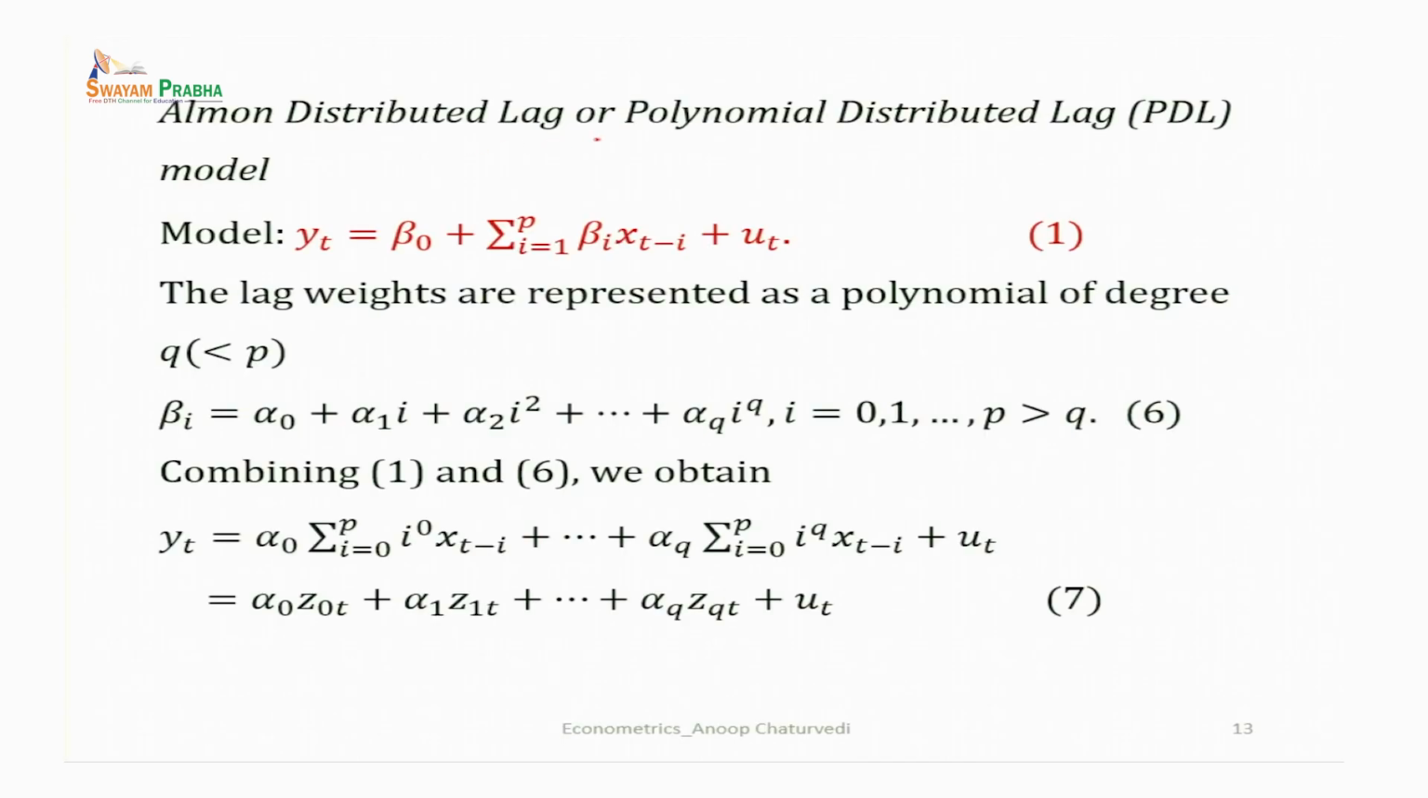In Almon distributed lag model, we have the model y t equal to beta naught plus summation i equal to 1 to p beta i x t minus i plus u t, and then lag weights are represented as a polynomial of degree q, and obviously q is less than p. So, we represent beta i as alpha naught plus alpha 1 i plus alpha 2 i square so on plus alpha q i to the power q, i equal to 0, 1, so on p. Now, this kind of representation of coefficients is quite flexible.